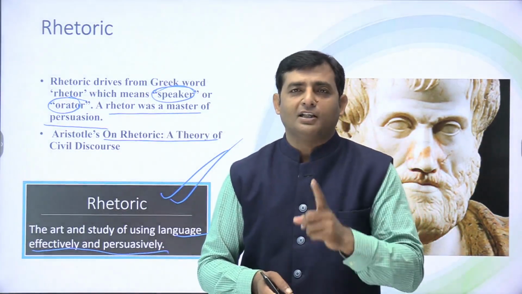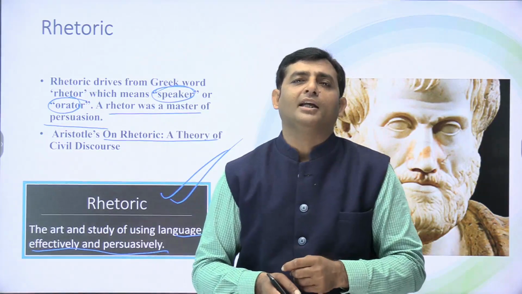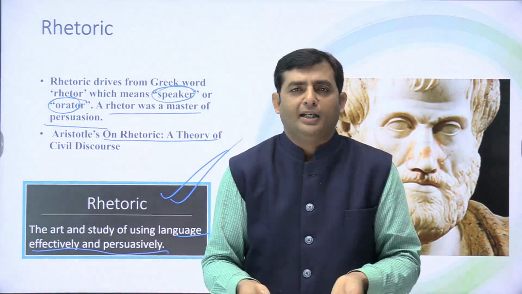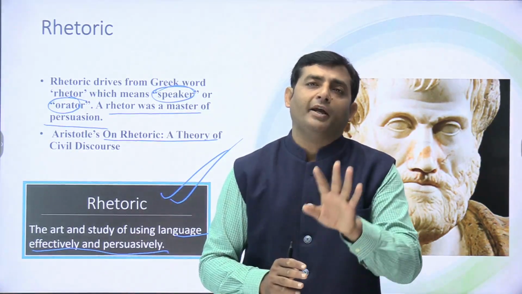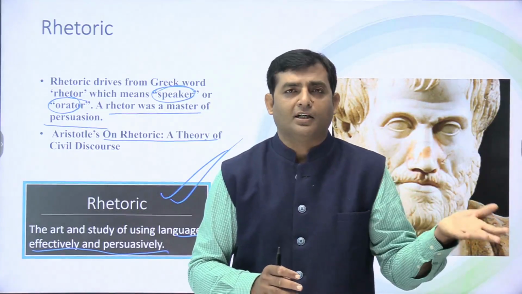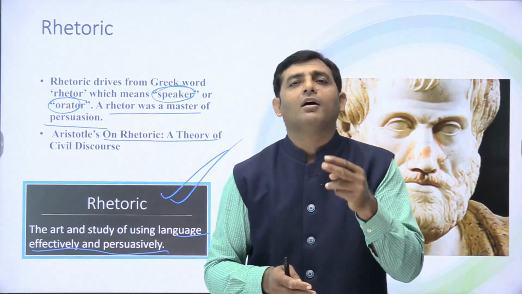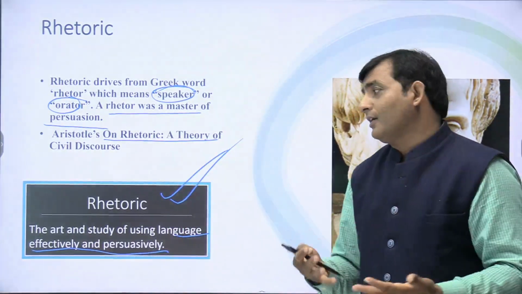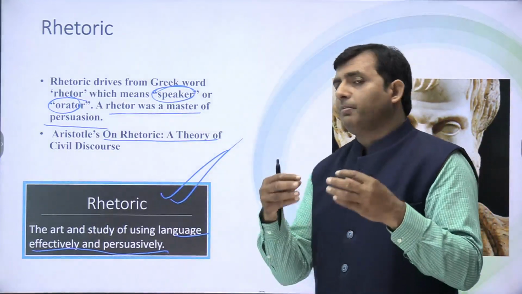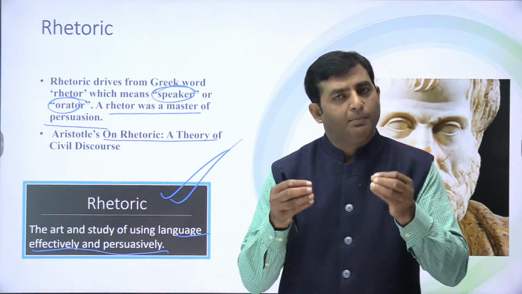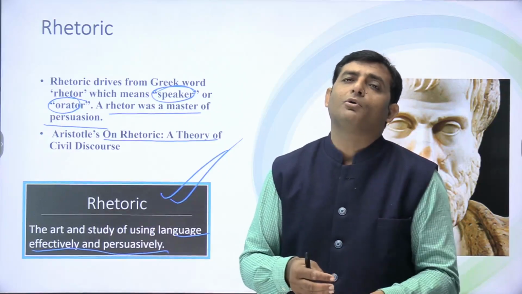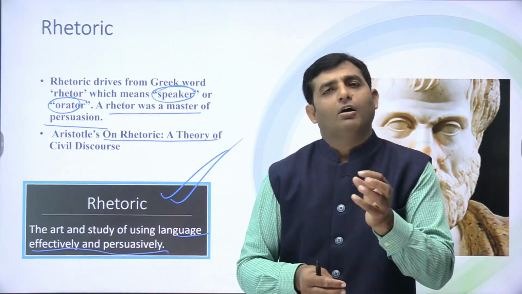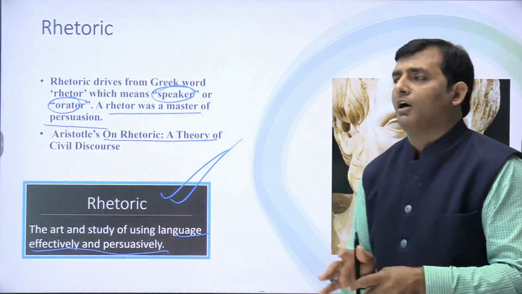Scientific use of language is denotative, it has only one meaning, and emotive use of language has multiple meanings. Words are the same but they convey multiple meanings, they are pluralistic. Science is singular, and literature is plural. So this is called rhetoric. Rhetoric is the art and study of using language effectively and persuasively, and Rhetoric is a book by Aristotle. Rhetoric is a Greek word and it means a speaker or orator. Clear? It means speaker or orator.